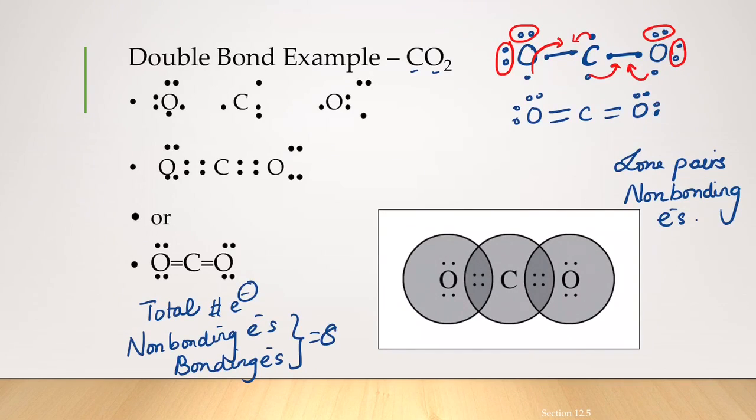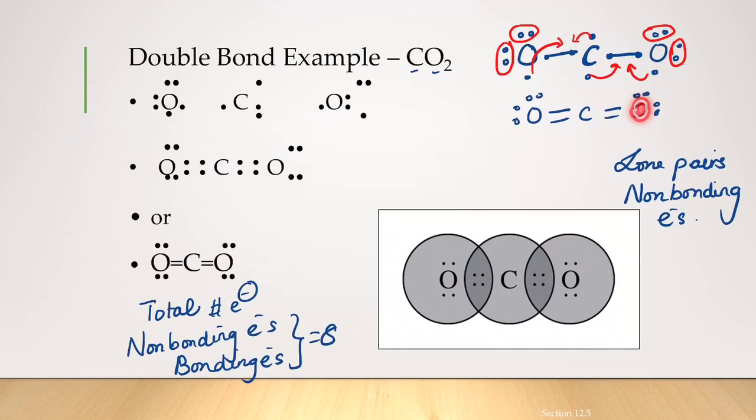Now let's count the total number of electrons around each atom in the molecule. So let's take carbon. Remember it has a total of 4 bonds. For each bond, there are 2 electrons. For 4 bonds, it should have a total of 8 electrons around it. So it is satisfied.